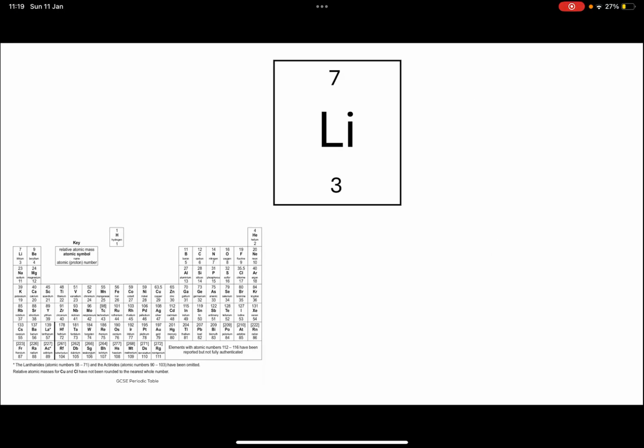Moving on then in terms of, right, well, how do we apply this then? So every element will have protons, electrons and neutrons. We know where they are in the atom.